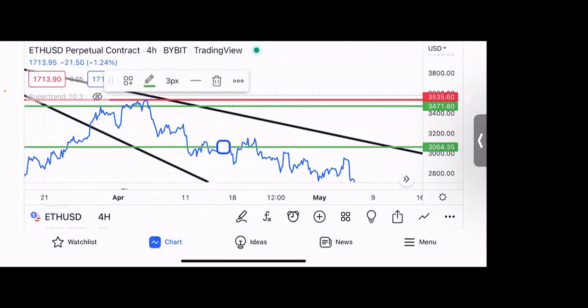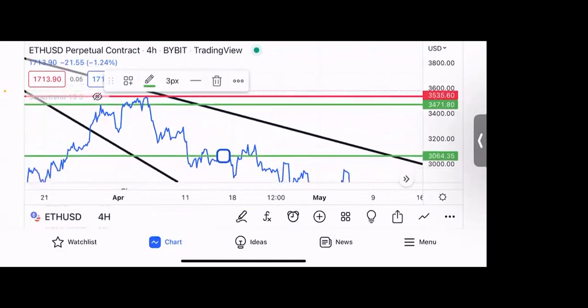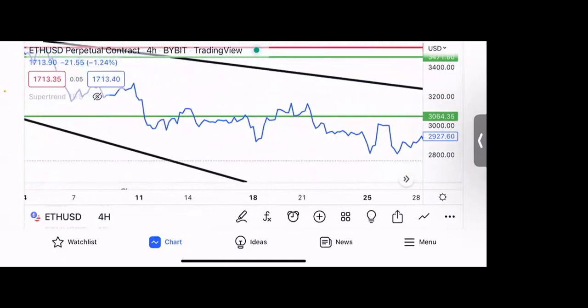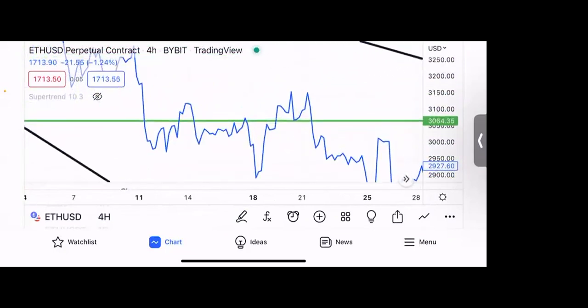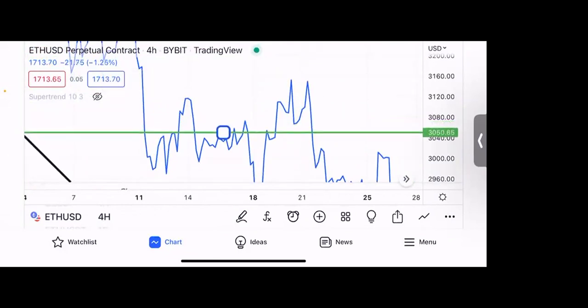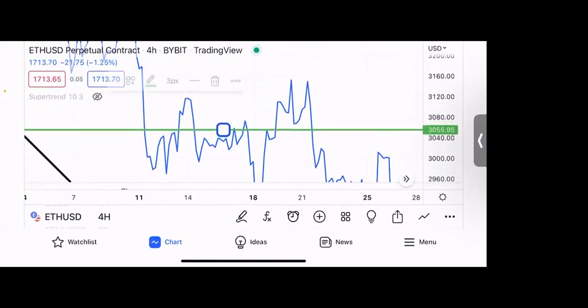Drop it in the chat box if that's a touch. You guys see it? Yes, no, maybe. You guys see it? Let me know. Let me know if you guys see the touches. Let me know, fam, if you see the touches. Yes, no, maybe. Let me know.